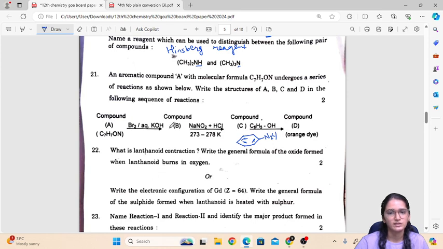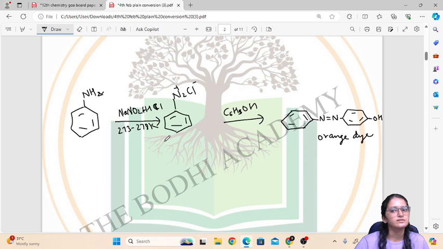to write the IUPAC names of the compounds, only structures they have mentioned. So if they ask for names, then you have to mention the names after writing each structure. Here they have not asked, that's why there is no need to write. No marks will get cut. If you know the names of those compounds, then you can write them. So this is our aniline.